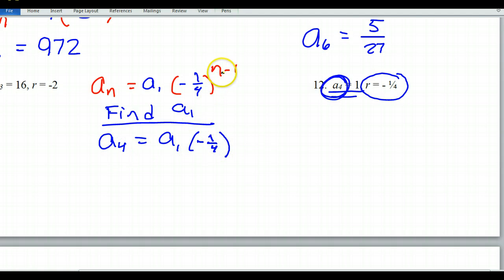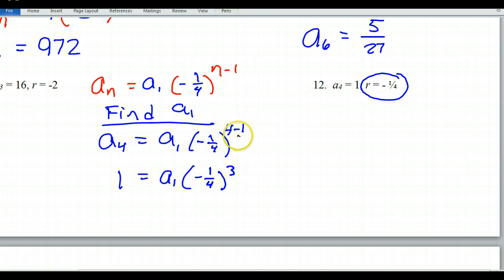Okay, now we know what n is. These match. So if this is 4, then I'm going to do the 4 minus 1 power. Now I'm going to substitute in, because I know what A4 is. A4 is 1. I just wrote A4 to remind me to put 4 here for n. A4 is 1, I got that from right here, and that's going to equal -1/4 to the third power. I just did my 4 minus 1.